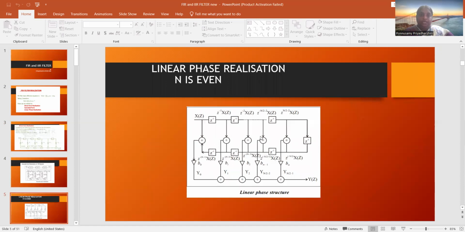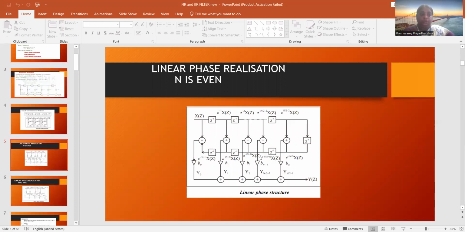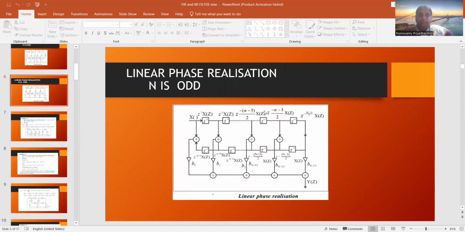The next is going to be the linear phase realization. In that linear phase realization, it will be in the order of two structures. One is even, another one is an odd structure. If the n value is even, you will have this kind of structure, that is, X of z and Y of z can be realized like this. And similarly, in the case of odd, the realization will be different. It is the same thing, but the structure will show the difference in even and odd.